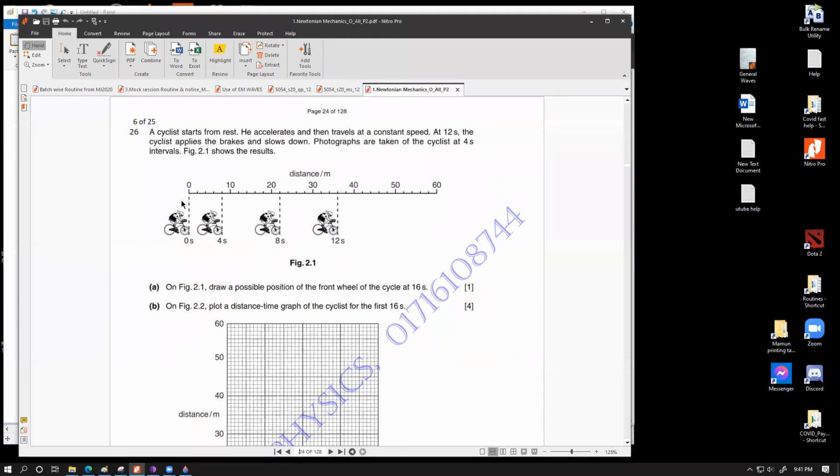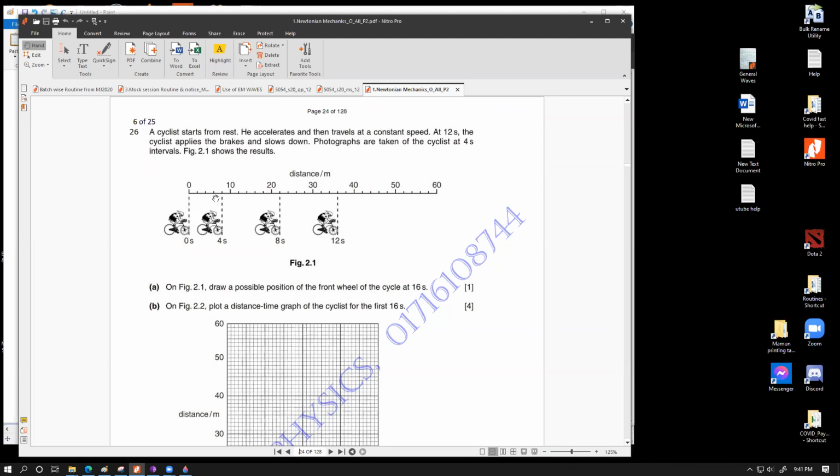Have a look. This is where a cycle starts from rest, which means at 0 second the speed was 0. He accelerates then and travels at constant speed. At 12 seconds, the cyclist applies the brakes and slows down. Photographs are taken of the cyclist at 4-second intervals. Figure 2.1 shows the results. So here, take a good look.